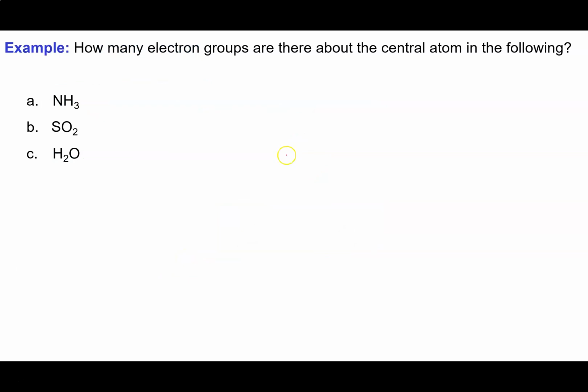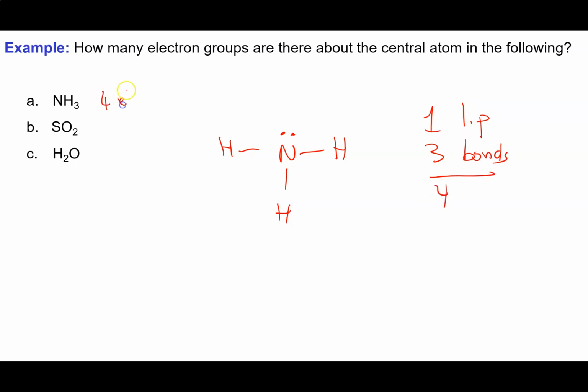So let's go ahead and do some more. This is the Lewis structure for ammonia. You start to memorize some of these after a while. So how many electron groups? Well, it's got the 1 lone pair, and then we've got 1, 2, 3 bonds. So that gives me a total of 4 electron groups.